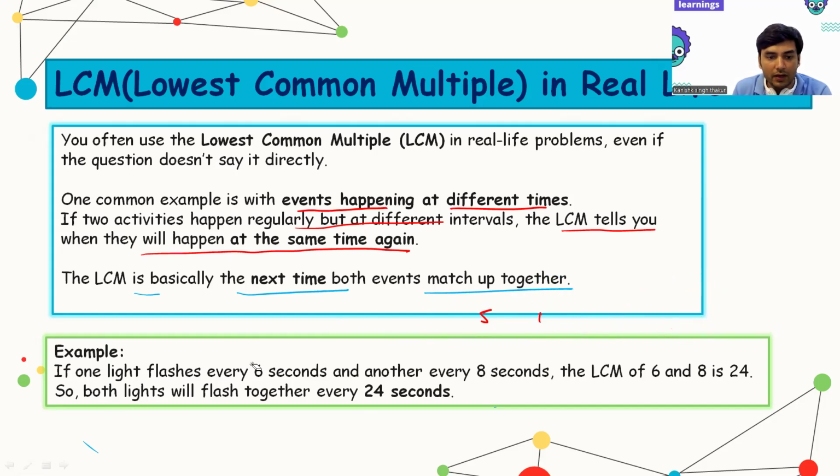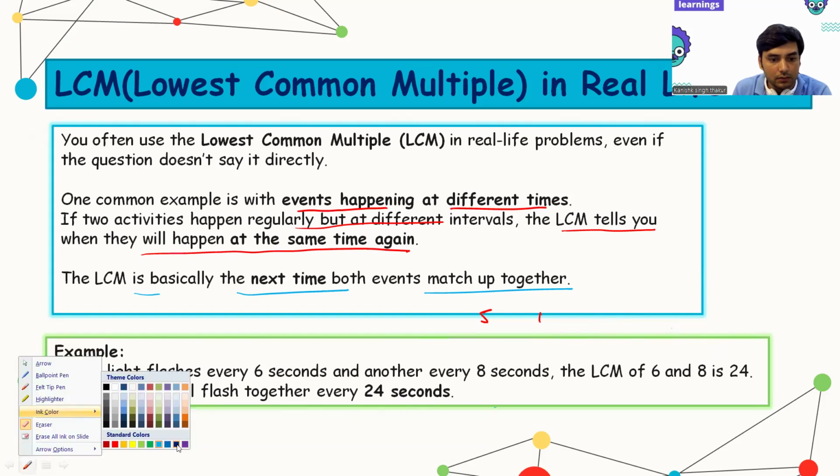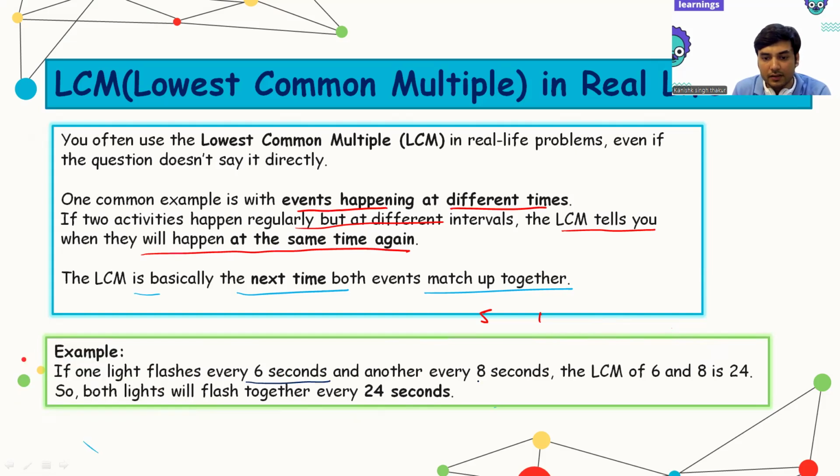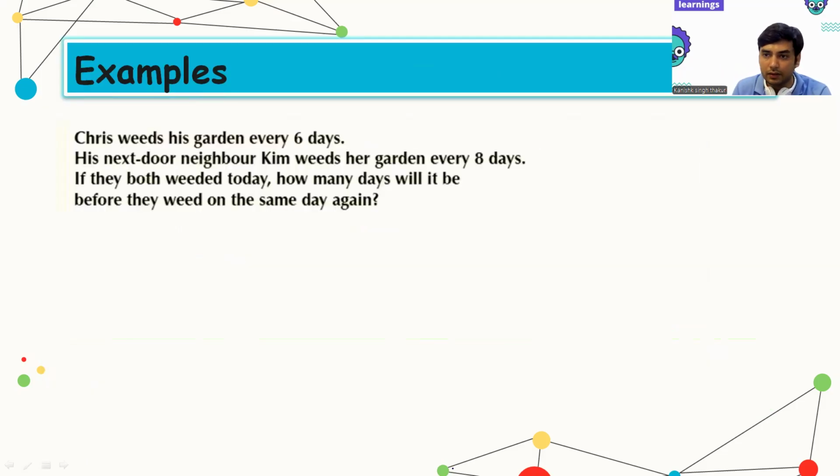Okay. So if one light flashes every 6 seconds and another every 8 seconds, the LCM of 6 and 8 is 24. So 24 seconds is the time where both the lights will meet up and flash together. So let's see this example.